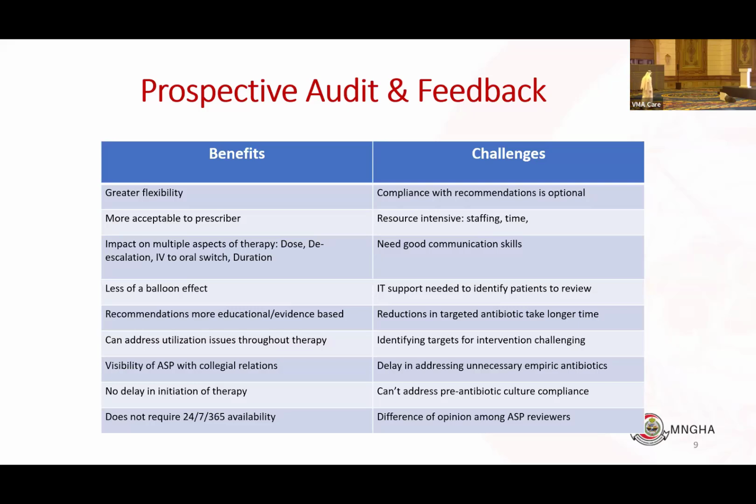Can address utilization issues throughout therapy, feasibility of the ASP with a collegial relationship, no delay in the initiation of the therapy. I start, but I will come to you. So no issue, because most of them say, I'm not starting because you restrict this antibiotic, and now the patient died because I did not give it, you delayed approval of this medication. So here, as a benefit, no delay of initiation of therapy. And also one of the important things is not requiring 24 hours. I will come. Okay, what are the disadvantages?